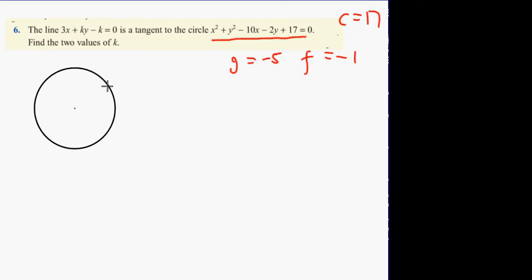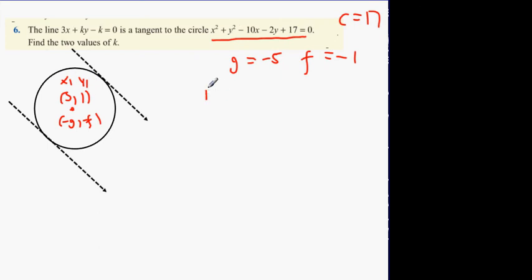Number 6. It's actually the same thing, except there's 2 k's. So once again, we're going to do the same trick as last time. We're going to say that G is minus 5, F is minus 1, C value for the circle is 17. This hence means that the center of the circle is minus G, minus F, which is 5, 1, which will also stand for x1 and y1.